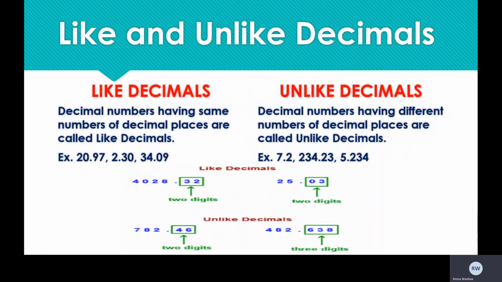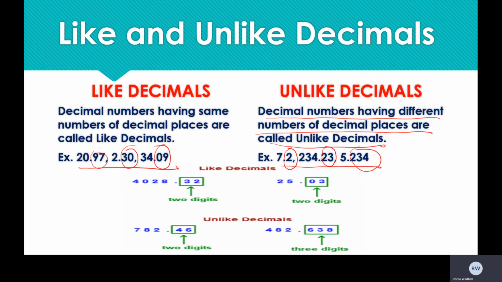Let's recall like decimals and unlike decimals. Decimal numbers having the same number of decimal places are called like decimals. Here we have an example. All have 2 decimal places. Decimal numbers having different numbers of decimal places are called unlike decimals. Here we have 3 numbers, all have different decimal places. Here it is 1, 2 and it has 3. So these are unlike decimals.